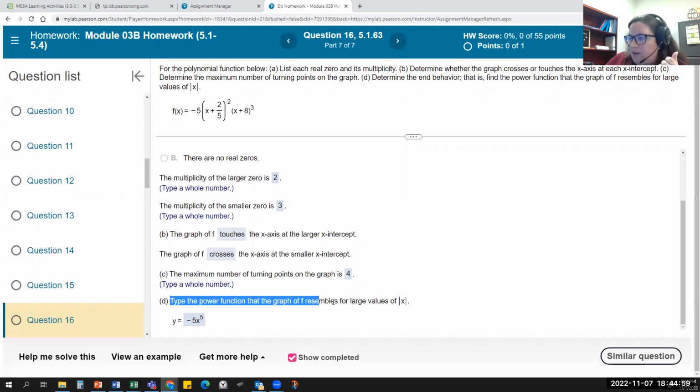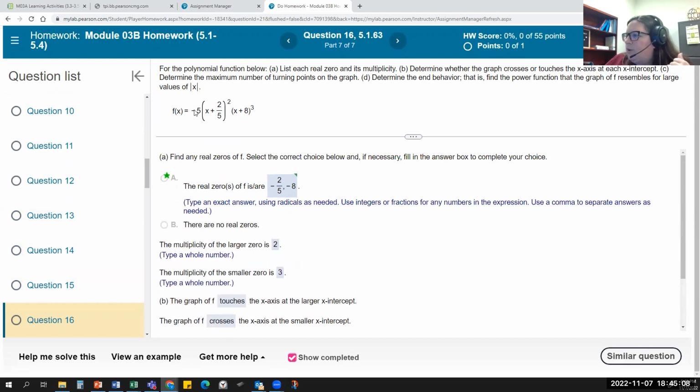And then here it says type the power function the graph resembles for large values of x. That's where it wants the leading term. And notice here, we have this negative 5 out front. There's not a zero or an x-intercept associated with that, so that would be just a constant factor. If we set negative 5 equal to 0, there's nothing. But if there was any multiple of x outside of there, that would be a factor that would have a zero associated with it, an x-intercept associated with it. And you also have to watch that, because that's going to affect finding the y-intercept, that would make the whole thing become zero.